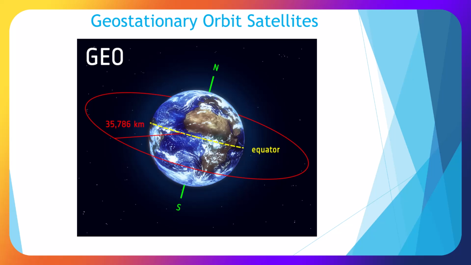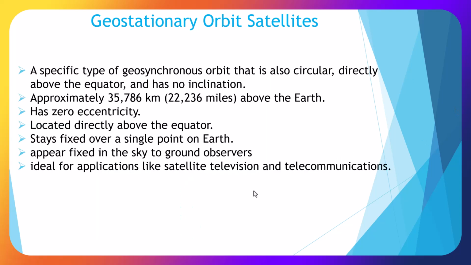Here's a geostationary orbit, and it goes around the equator. Okay, geostationary orbits are circular, and they're directly above the equator. It has no inclination. It's approximately 22,236 miles above the Earth, has no eccentricity, is located directly above the equator, stays fixed over a single point on Earth, and appears fixed in the sky to ground observers, ideal for applications like satellite television and telecommunications.